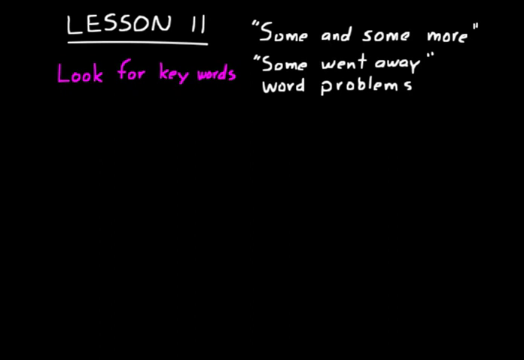In this lesson, we'll be looking at two types of word problems. One of them is an addition problem. That's the some and some more. And you should just be able to recognize some and some more. That means you're adding things together. And then a some went away word problem. That's subtraction.